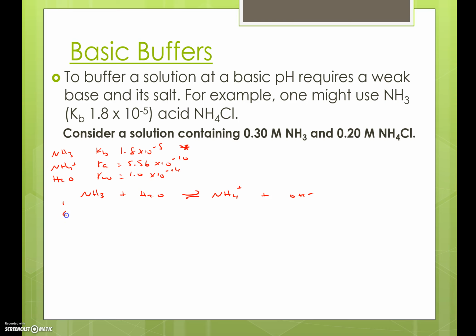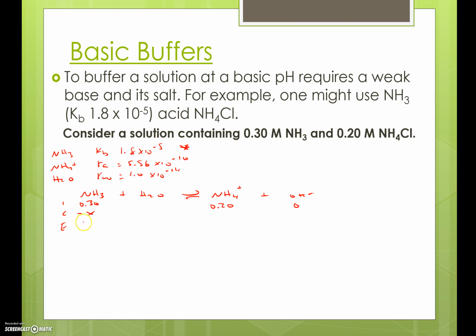Now that we've got the reaction, we can go through our steps. So we're going to have our ICE chart. The ammonia is originally 0.30 molar. Water we don't have to worry about a concentration for because it's a liquid. Our ammonium ion is 0.20 because it's coming from that ammonium chloride added to the solution. And hydroxide is 0 originally because we're not adding anything to the solution that increases the hydroxide ion concentration. So our reaction is going to proceed towards the right.